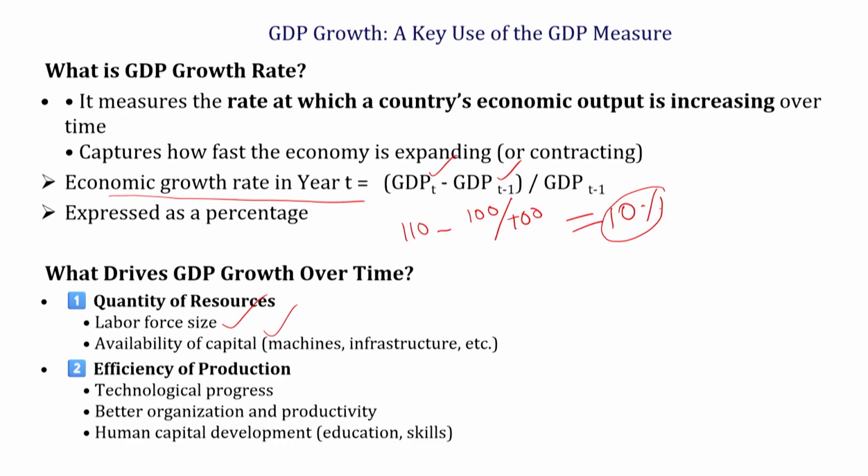So two components drive the GDP growth rate. One is quantity of resources. That means the resources available to the country: labor force, capital and other natural resources. And the second one is the efficiency of production. If the country is technologically advanced, they can produce more GDP with fewer resources, less labor force and less capital. They can produce more goods and services.